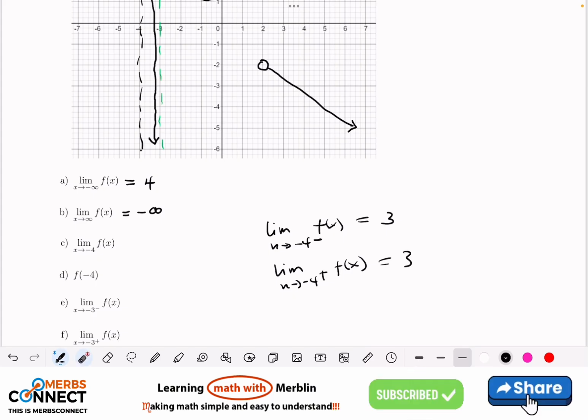So now we are going to conclude that this is going to give us 3 because the left and the right are equal to what? 3. Good.